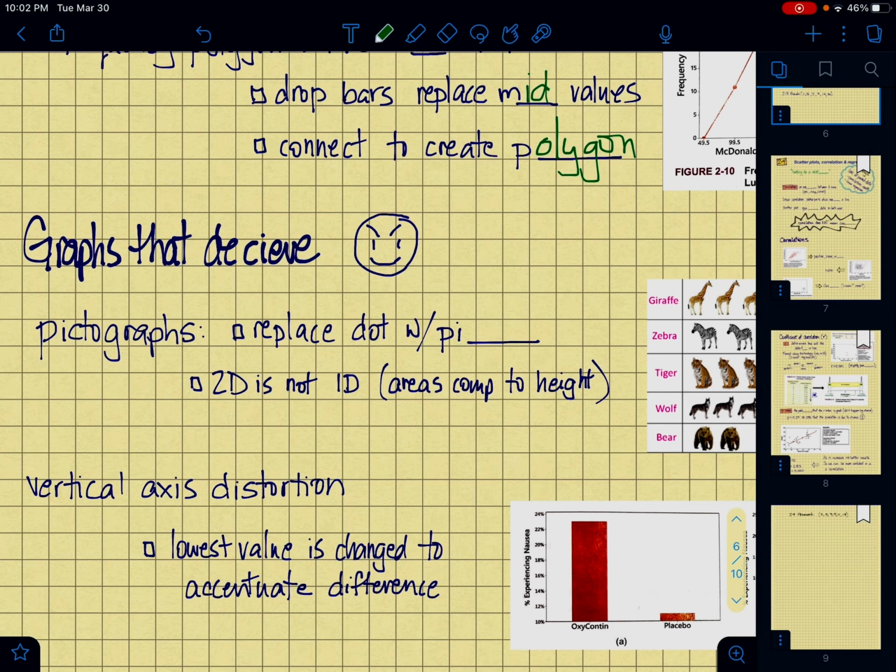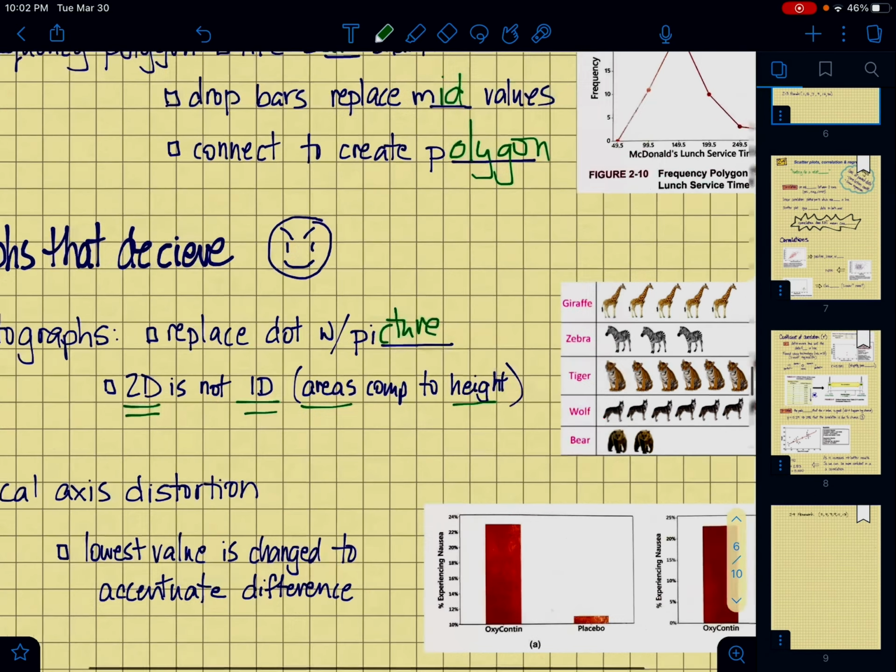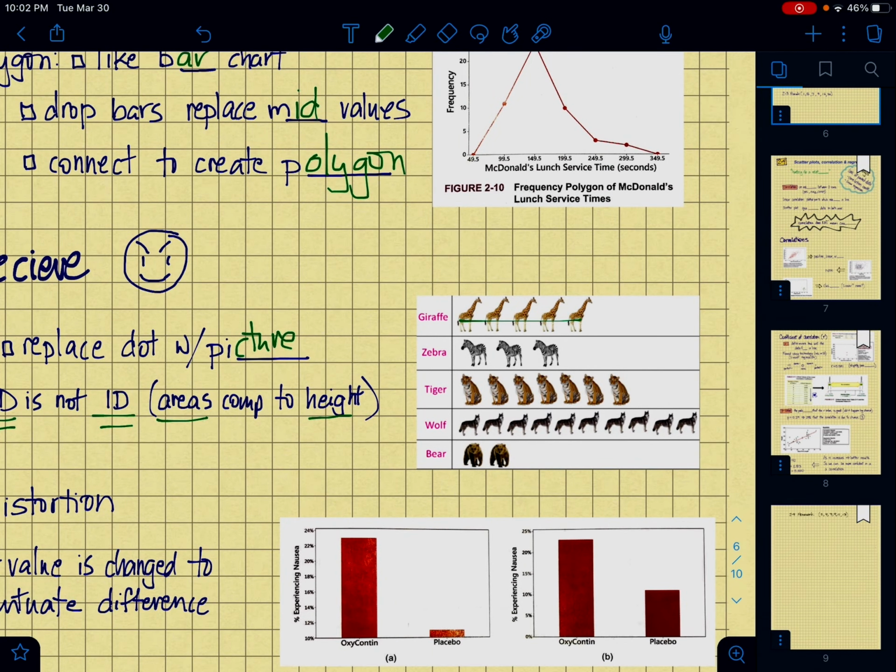So it's cute to use a picture, but two-dimensional is not one-dimensional, right? We don't want to use areas to compare heights. And so here we have a height, and we're using the little area of the animal to draw that height out, and those heights are not equivalent. Okay?